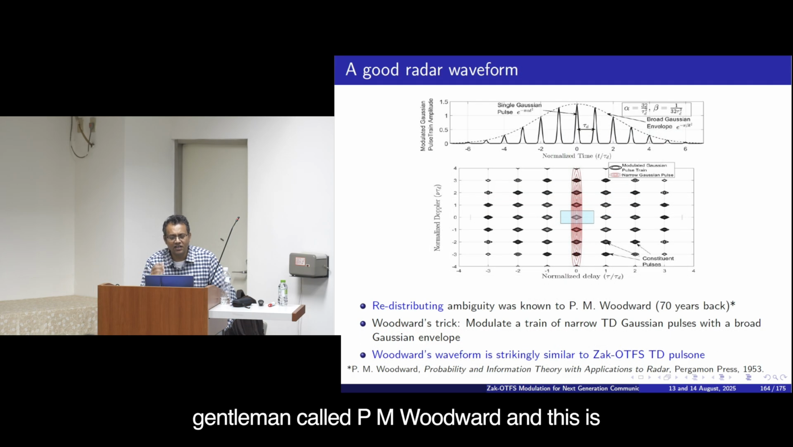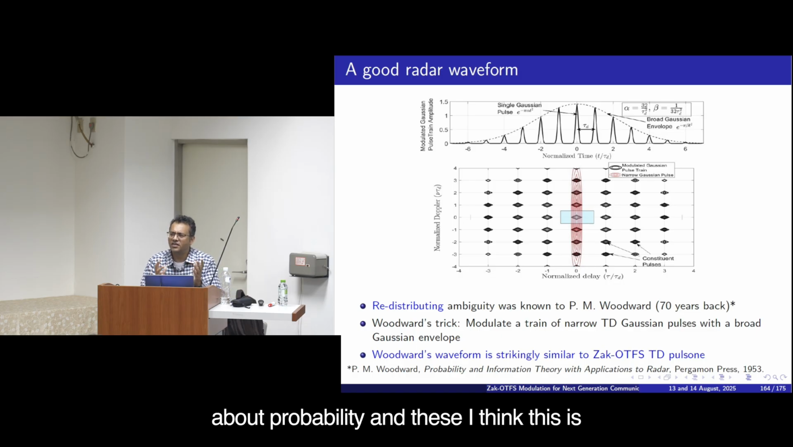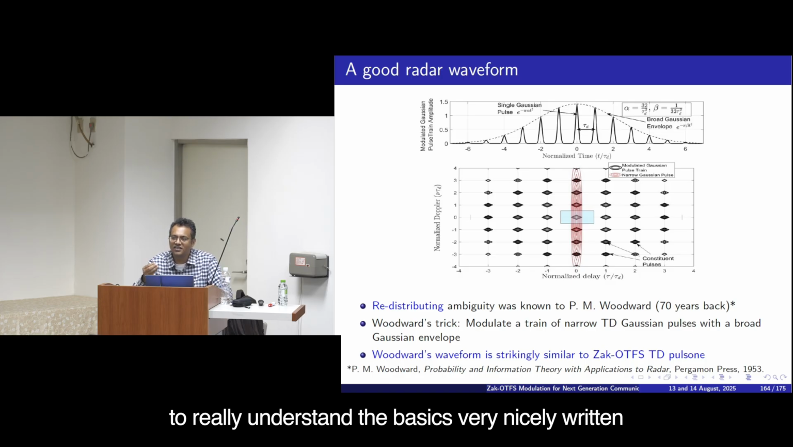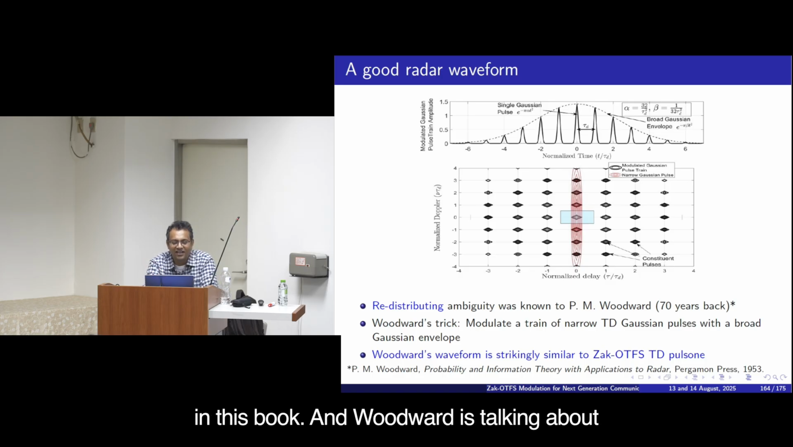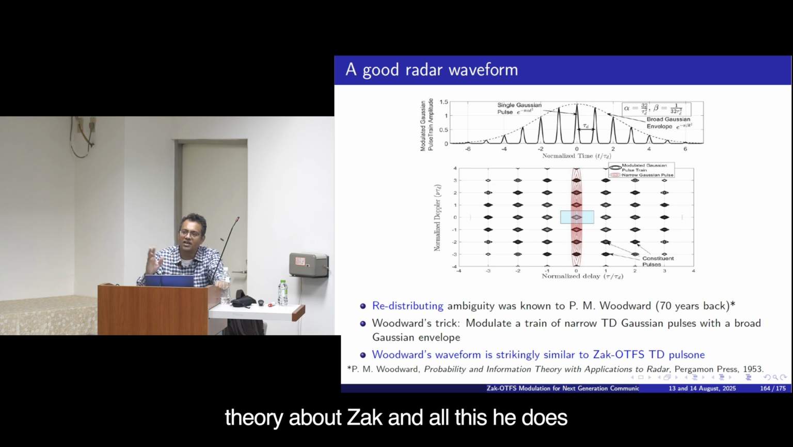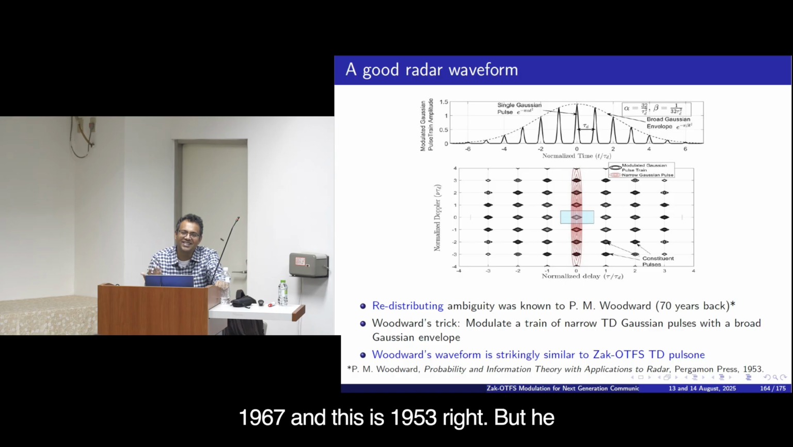There was a gentleman called P.M. Woodward, and this is a very nice book, 1953. And he talks about probability, and I think this is good for undergraduates to study if they want to really understand the basics, very nicely written in this book. And Woodward is talking about radar, and he does not know all this theory about Zak and all this at that time, because Zak came up with the Zak transform in 1967 and this is 1953, right.